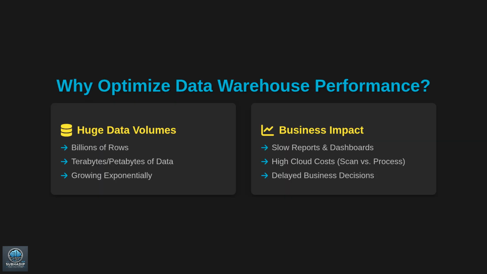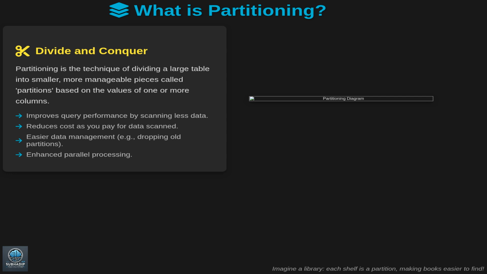Why is optimizing data warehouse performance crucial? Modern data warehouses handle massive data volumes, often billions of rows and petabytes of data, growing exponentially. This scale directly impacts business operations. Slow reports and dashboards can delay critical business decisions, and inefficient queries lead to significantly higher cloud costs, as you pay for the amount of data scanned and processed, not just stored.